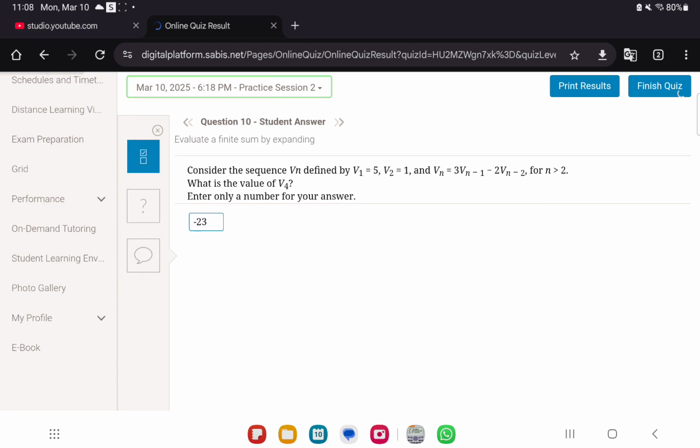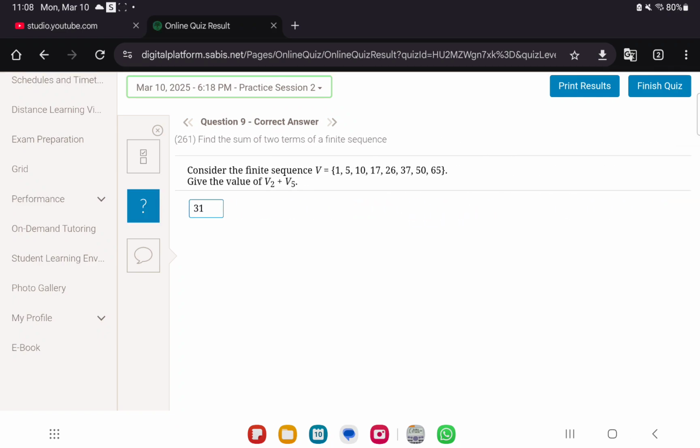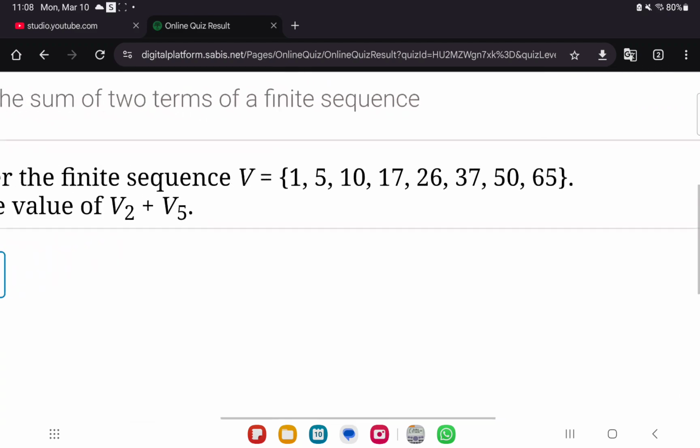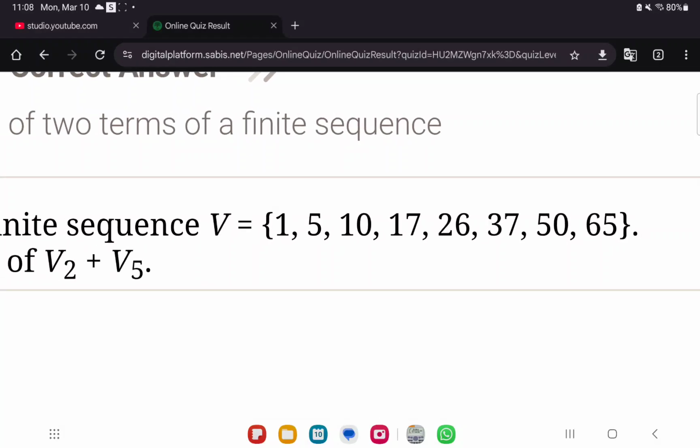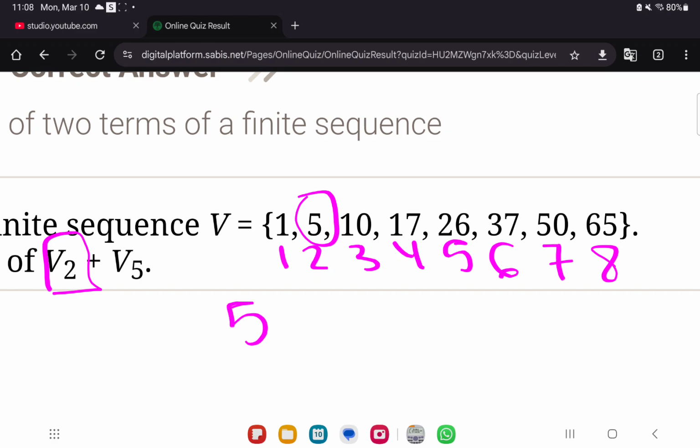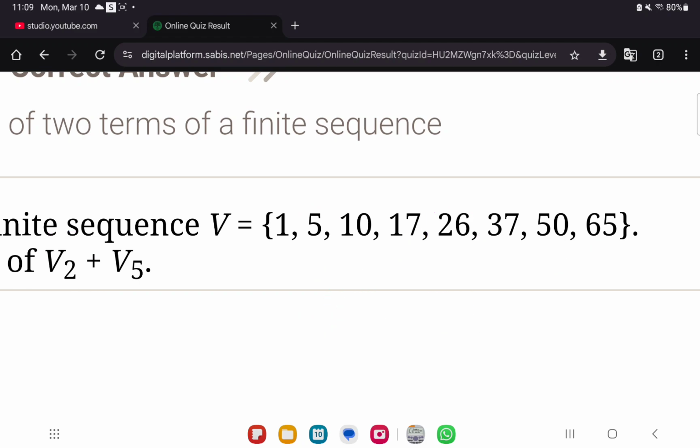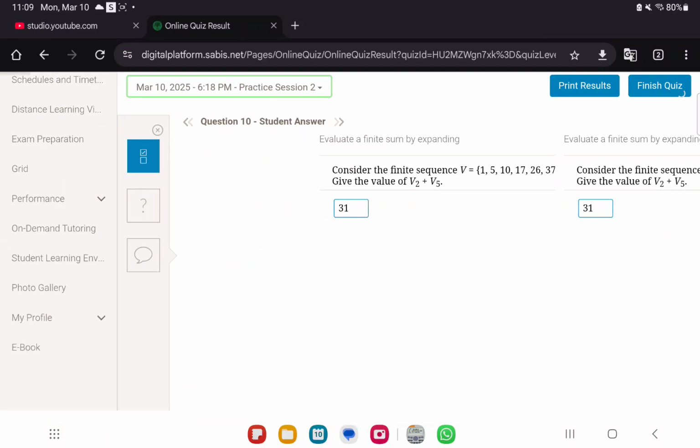Now question 9, skipped it. Okay, this is very, very simple. You don't even need to think about it. The people getting this wrong, shame on you. You go to V2, they already give you this huge table here. This is 1, this is 2, this is 3, this is 4, this is 5, this is 6, this is 7, this is 8. You go to V2, here's V2, 5 plus, where's V5? Here, 26. 5 plus 26 is 31. And that's your answer. That's literally all you need to do.